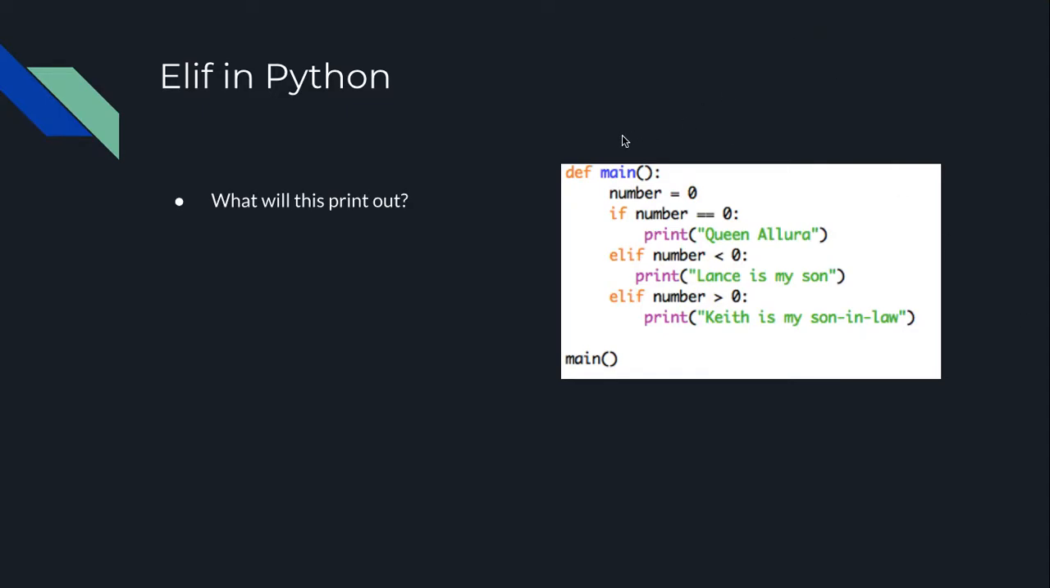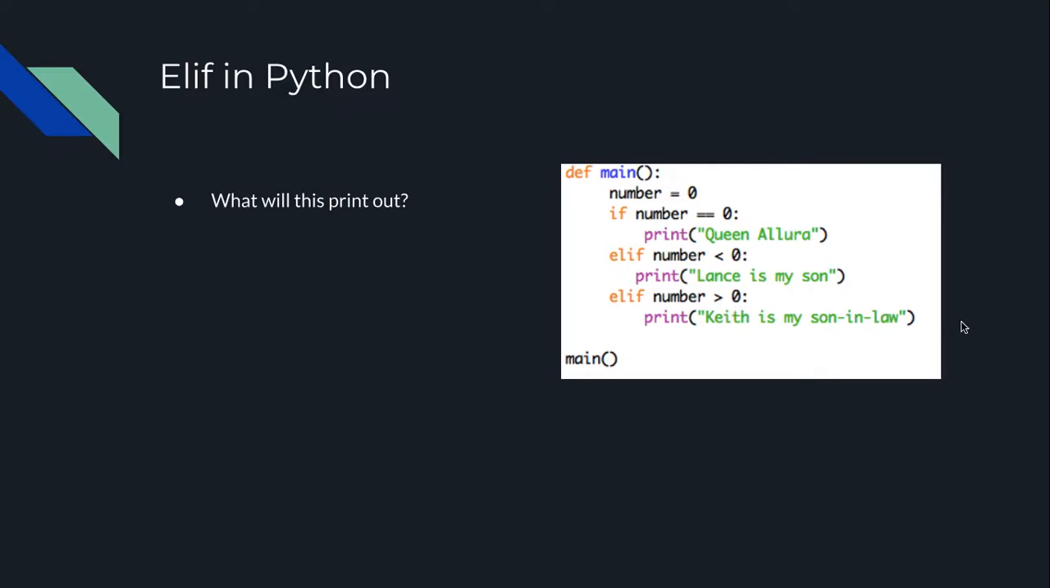So for example, in my Python code, I have a variable number that is set equal to 0. In this case, I have three different conditions I'm looking at. If number is equal to 0, then I want to print Queen Elora. However, if it's not 0 and it's actually a negative number, then I want to print Lance is my son. However, if it's neither of those two conditions and I actually want to check for when number is positive, or greater than 0, then I want to print Keith is my son-in-law.